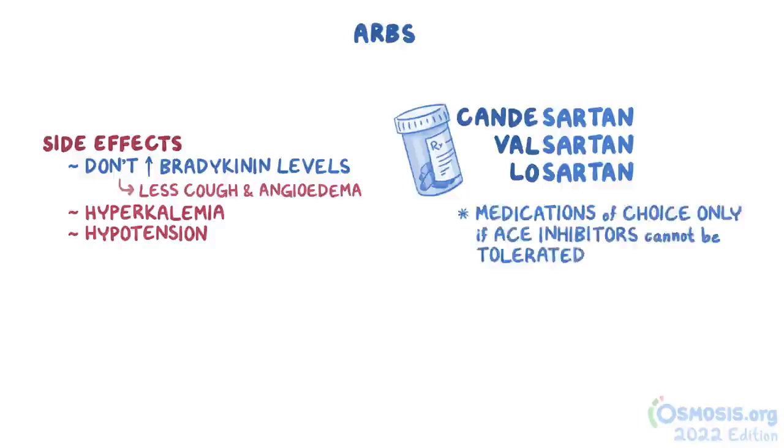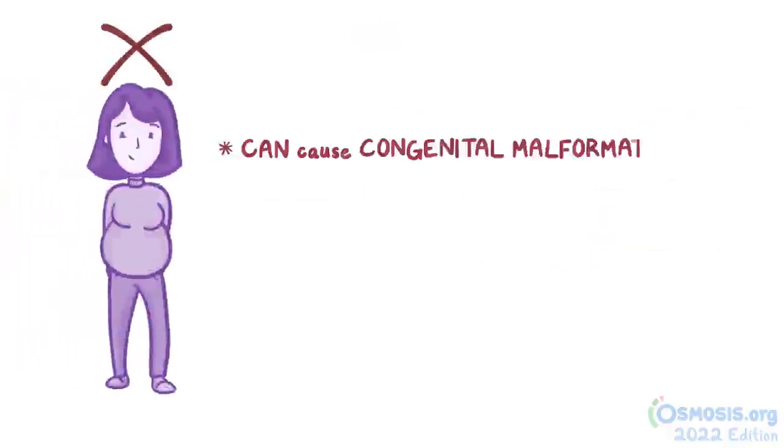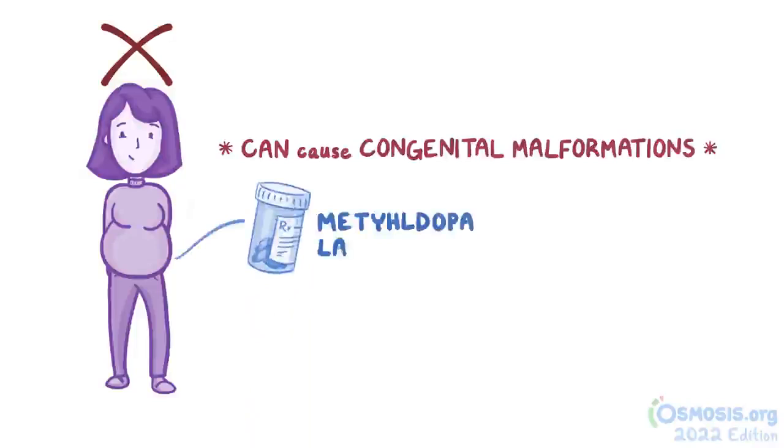Candesartan and losartan have a relatively long half-life and can be taken once or twice a day, while valsartan is given once daily. Finally, none of these medications we've discussed so far should be given during pregnancy because they can cause congenital malformations in the baby. If an antihypertensive is needed, the pregnant person should be switched to medications like methyldopa or labetalol.